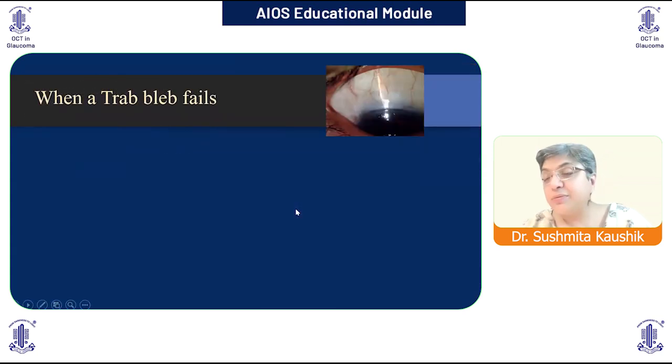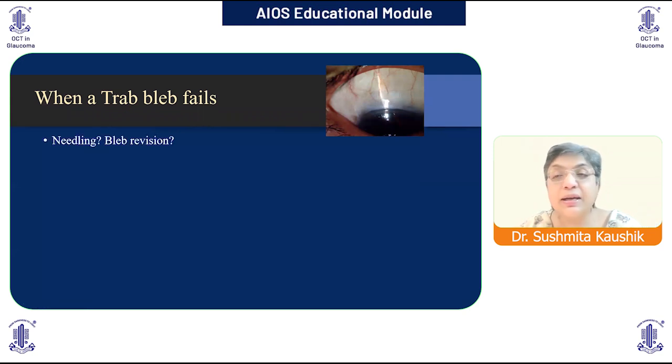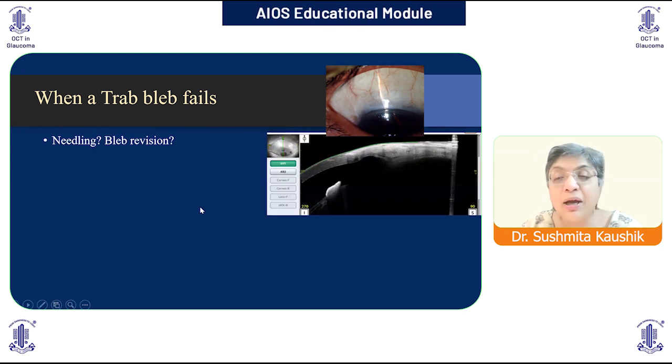When a trab bleb fails, we've talked about how we can look inside a bleb. So here it is, a patient with a failed trab, absolutely scarred bleb. And this is what it looks like on the OCT when you're in a dilemma of whether I should needle it or whether this requires a full bleb revision. Now, so you can see this is the PI, this is the bleb.